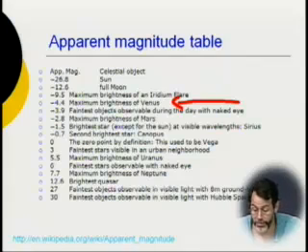Venus can get really, really bright. Let's see. The faintest objects visible during the day with the naked eye is listed as minus 3.9 here. I don't know if I believe that. There might be conditions where you can see brighter than that.